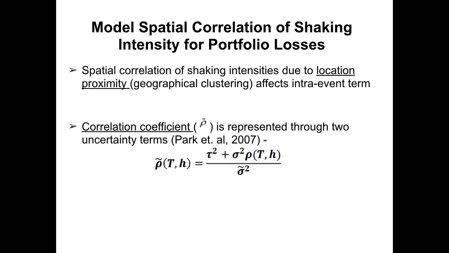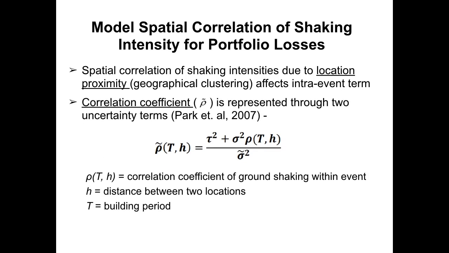These sorts of things have been modeled by folks like Park or by Goda and Hong. The correlation coefficients are represented as functions of period and distance, so that when two sites are located close together and have buildings with similar periods, they tend to be more correlated in the ground shaking. And this sort of thing needs to be taken into account and tracked carefully in building portfolio risk curves.